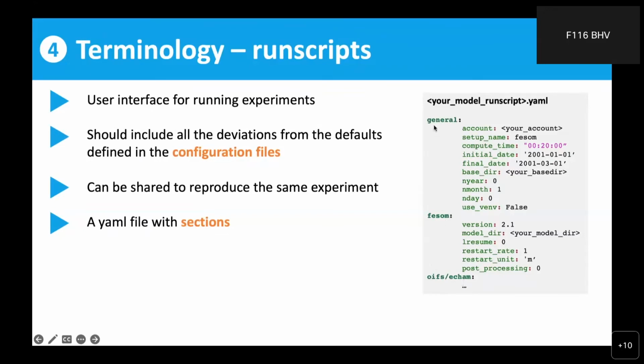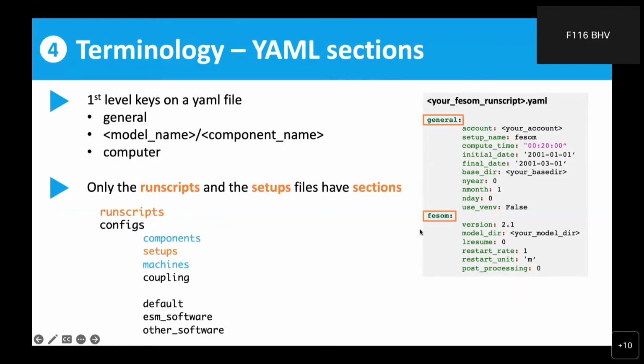And we refer to these first level dictionaries, general, the component dictionaries and the computer dictionary, as sections. This is not something YAML specific. This is something that we are going to be talking about in the section general of your run script. We mean inside this dictionary. And something important to mention here is that not all the configuration files have sections.